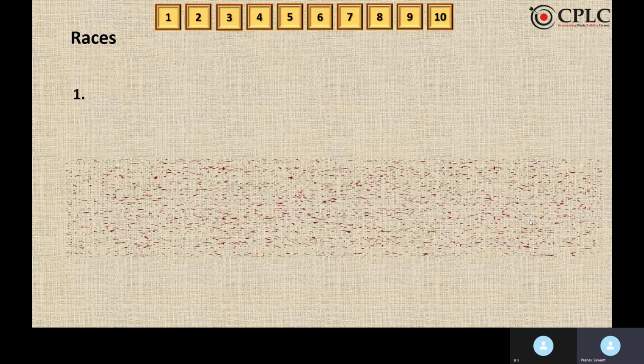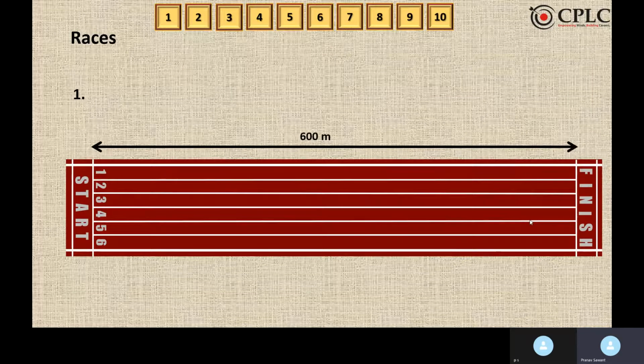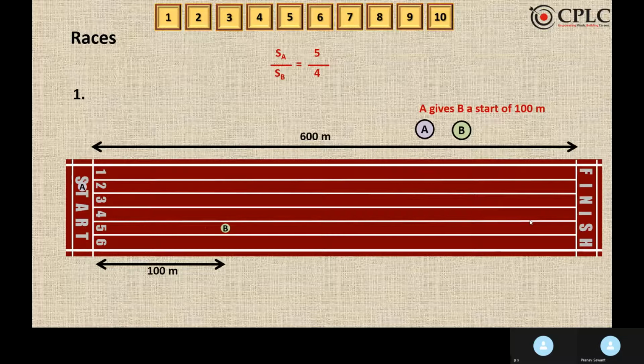Now, in this there are two runners, A and B. The track is of 600 meters. A is giving B a head start of 100 meters. That means B will run for the first 100 meters, and then once B completes 100 meters, A will start running. The ratio of the speeds is 5 is to 4.